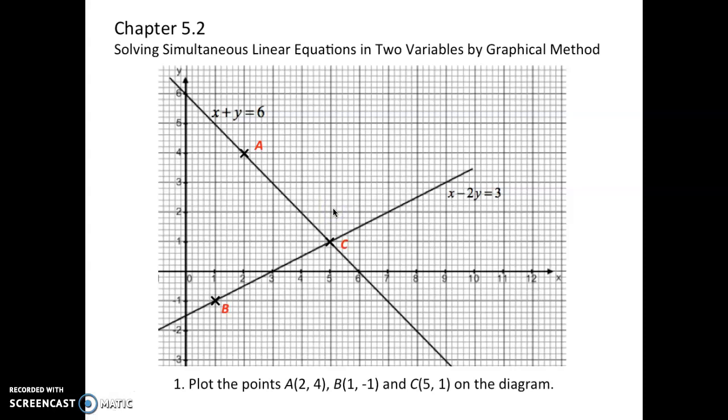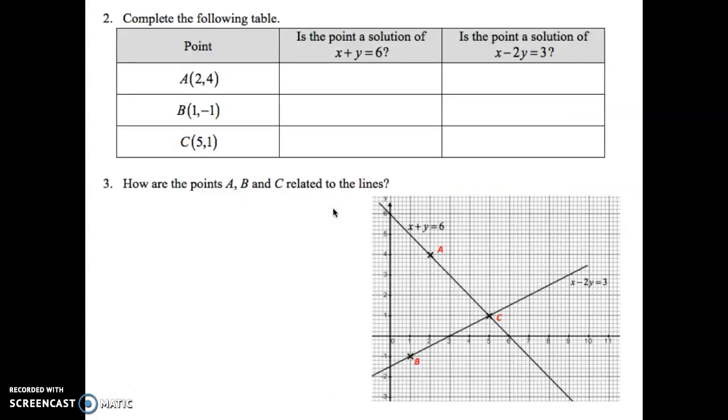Alright, in question 2, it asks us to complete the following table. It wants us to tell them whether points A, B, and C are solutions of the lines x plus y equals 6 and x minus 2y equals 3. So let's look at point A. From what we have marked out earlier on, point A is over here. We notice that point A lies only on x plus y equals 6, but not x minus 2y equals 3.